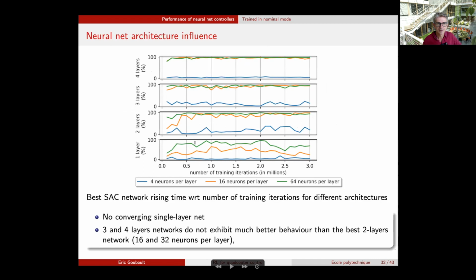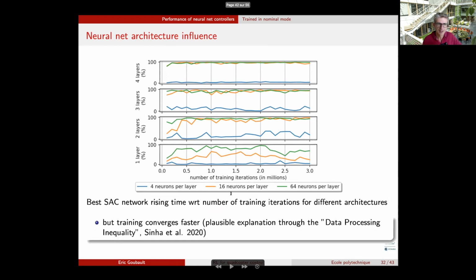So for the neural net architecture influence, you can see that basically with 4 neurons per layer, you can use as many layers as you want, it never really works. And then from 2 layers on, they all are quite good enough. You don't have much better things with 3 and 4 layers as soon as you have at least, let's say, 16 neurons per layer. And training converges faster actually for the deeper neural nets. That's the only thing that is a little better.